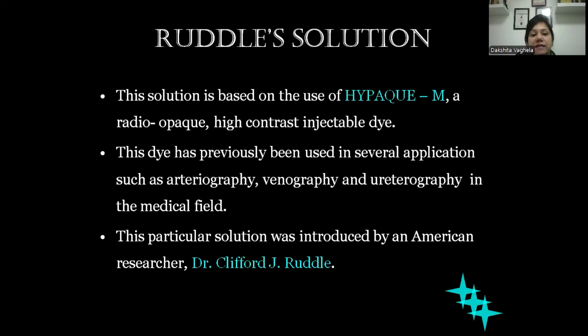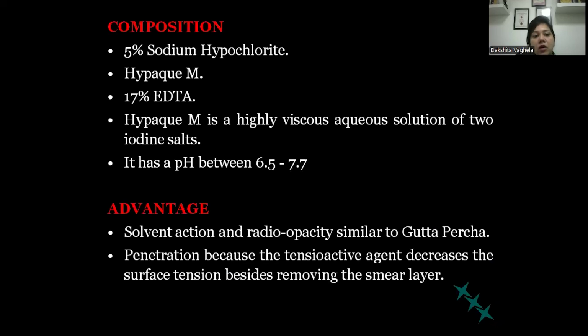So Ruddle solution is basically a radio opaque irrigating solution. Radio opaque is because you have this Hypec M radio opaque high contrast injectable dye, which is injected, and this can be visualized in the X-rays. So the composition is 5% sodium hypochlorite, Hypec M, 17% EDTA. It has a solvent action and radio opacity is similar to Gutta-Percha. So you can visualize it on the radiographs. The penetration is because the tensioactive agent decreases the surface tension besides removing the smear layer.